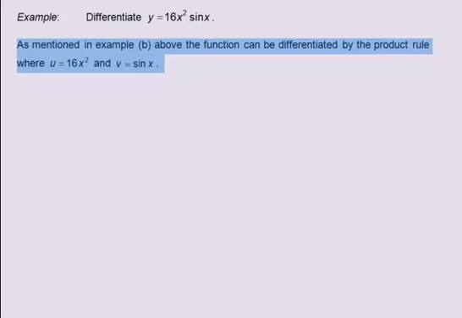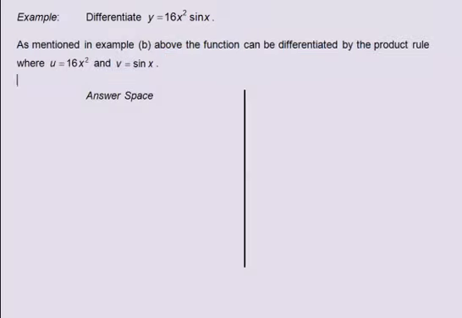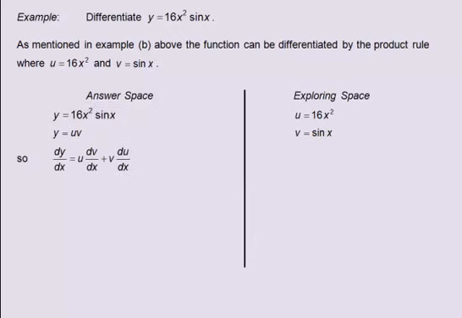Divide your page into answer space and exploring space. The question is to differentiate y equals 16x squared multiplied by sin x. If you set u equals 16x squared and v equals sin x, y equals u, which is 16x squared, multiplied by v, which is sin x. As you have a product, you use the product rule. So, dy by dx equals u multiplied by dv by dx plus v multiplied by du by dx.